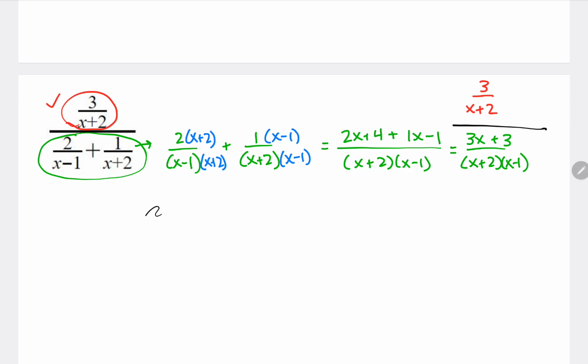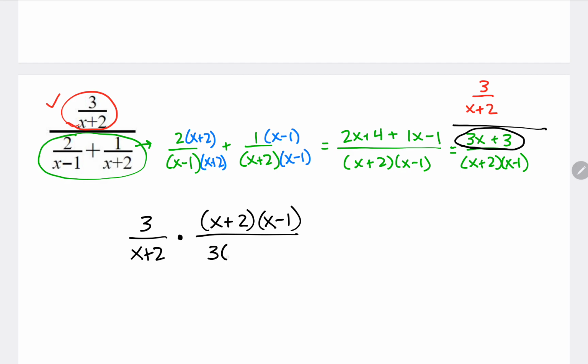So I'm going to keep the first fraction, change the division problem to a multiplication problem, flip the second one. Now I'm going to go ahead and factor this 3x plus 3. I can factor out a GCF. I'm going to go ahead and do that. And now we're going to check to see what all cancels out. So this x plus 2 cancels out with that x plus 2. This 3 cancels out with that 3. An x minus 1 does not cancel out with an x plus 1, so that is our final answer.